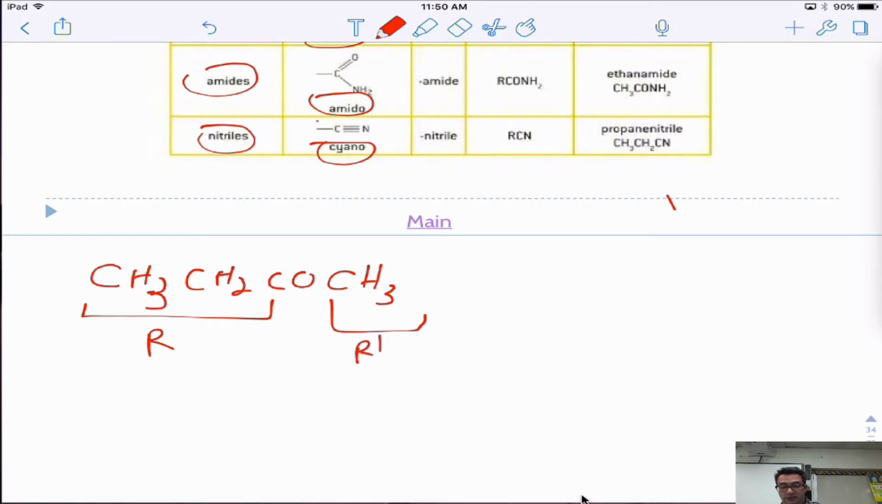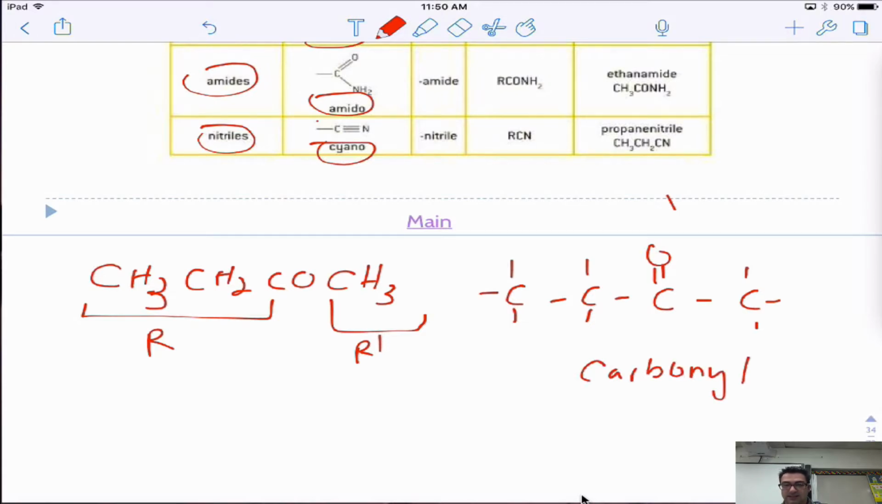Another way is I could actually just write this out. CH3, CH2, C double bonded O, CH3. Now it becomes clear that the functional group that I have here is a carbonyl group. Notice I don't say that it's a ketone. That's the class of the compound, a ketone. If I want to name this, 1, 2, 3, 4 carbons, I have my 4 carbons is bute. And when I write out a ketone, the ending is anone.